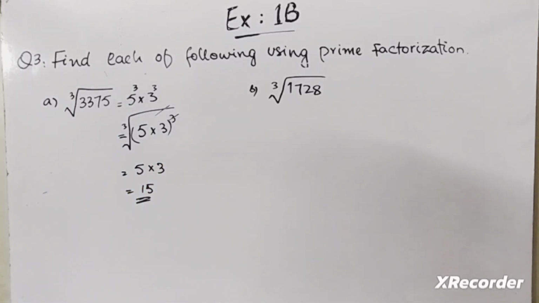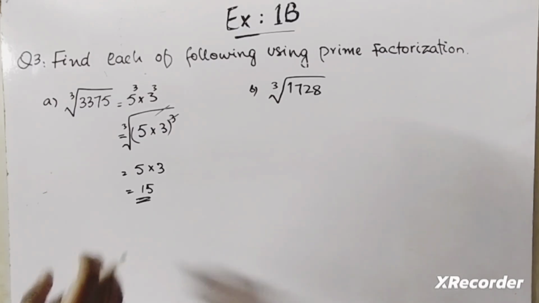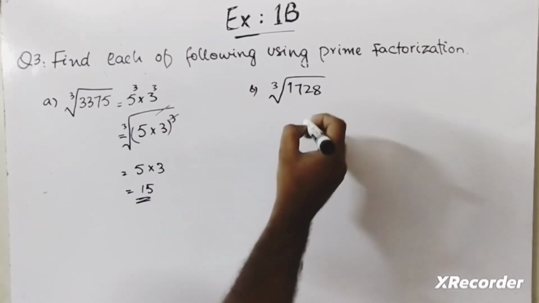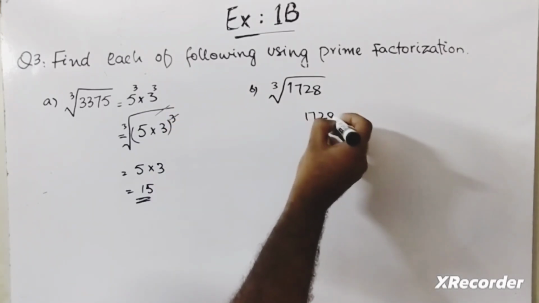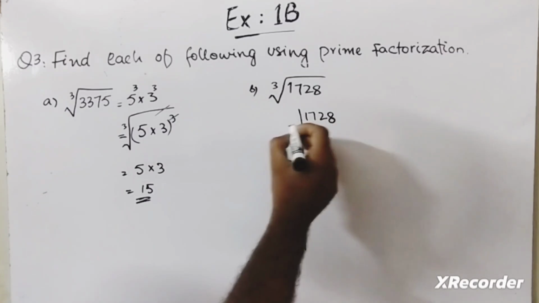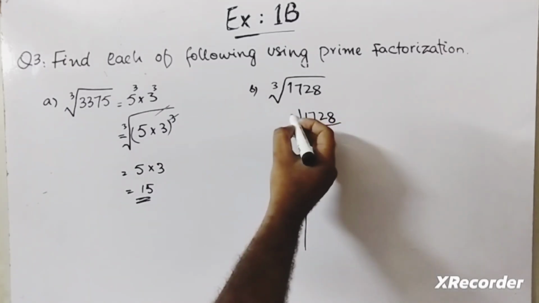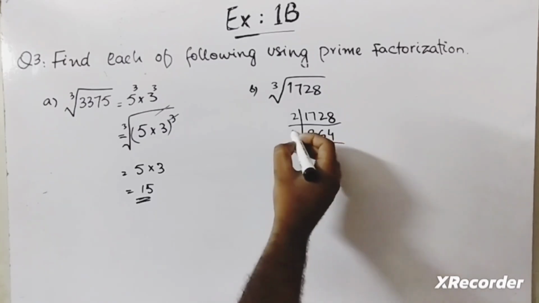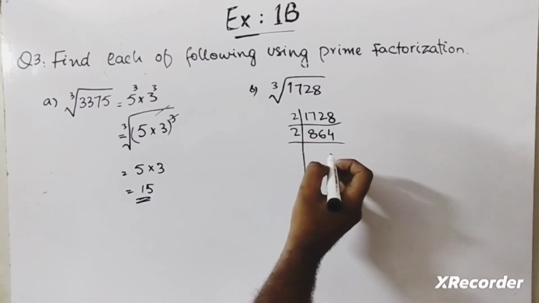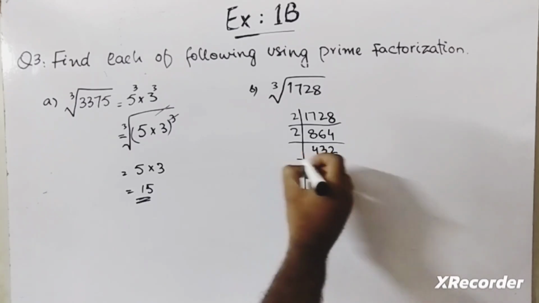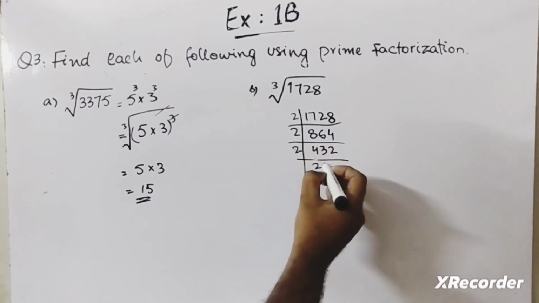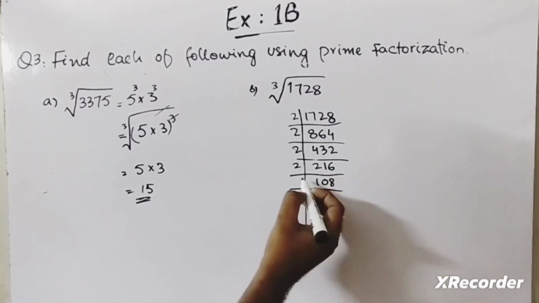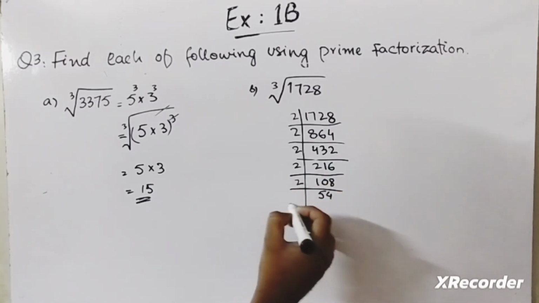In the proceeding questions, we have to find the factors and then we can group them in threes, like that, 1728. In this question the factors are unknown, so we have to find the factors. Since it is an even number, we divide by 2, again an even number, again an even number, again an even number, again an even number, again an even number.